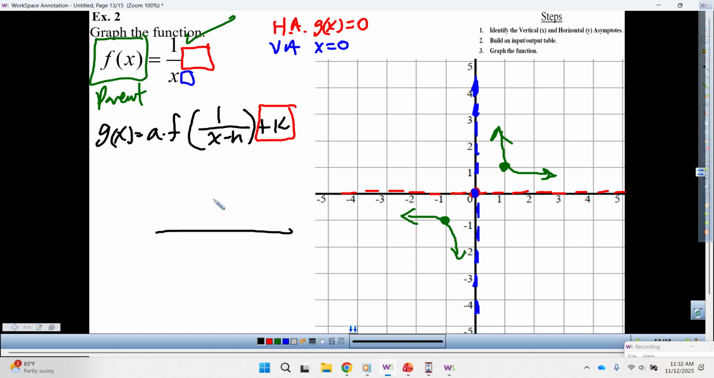Look up. Linear function. Which point does it pass through? 1, 1. Quadratic function. Which point does it pass through? 1, 1.